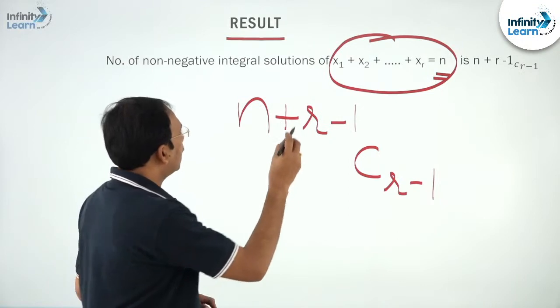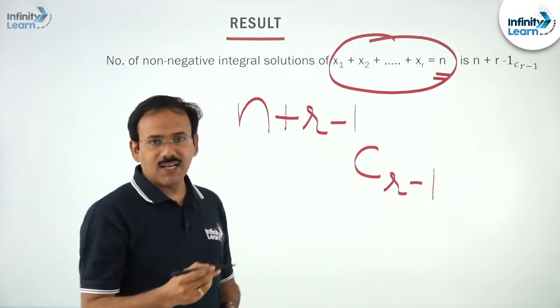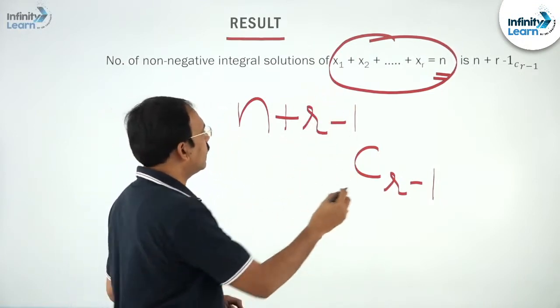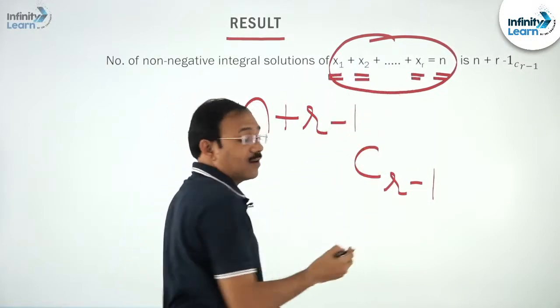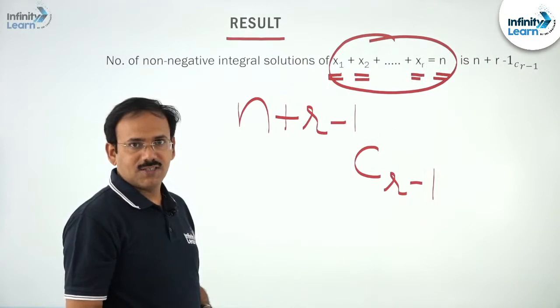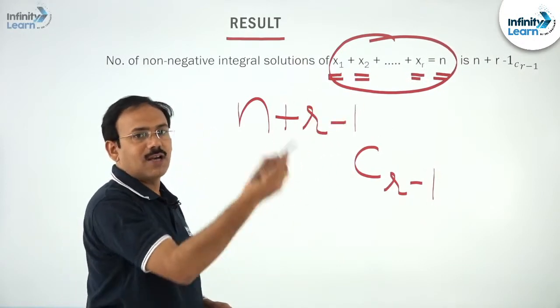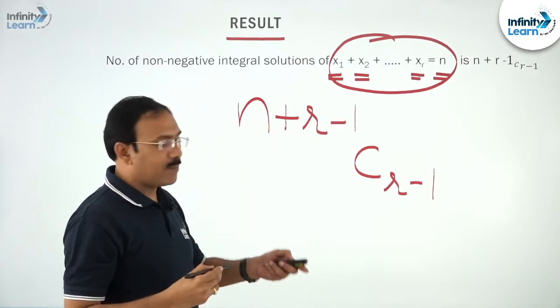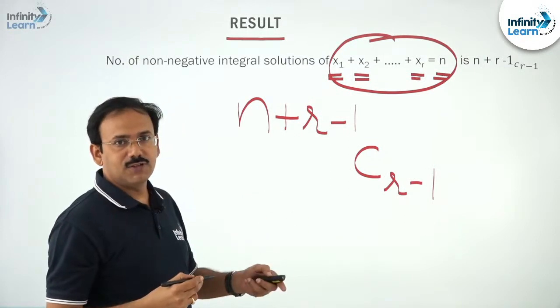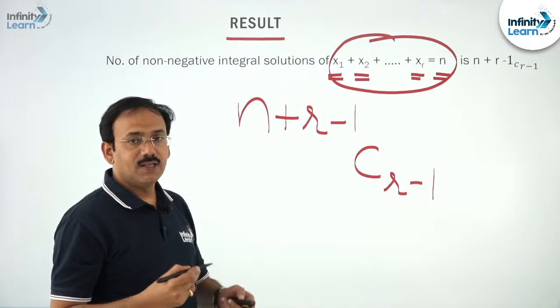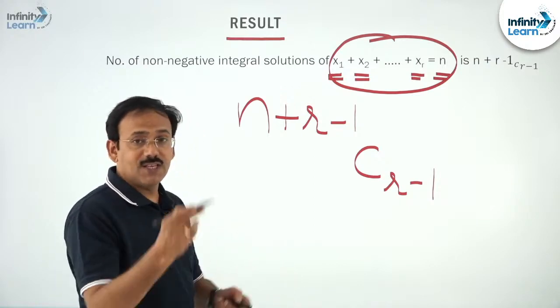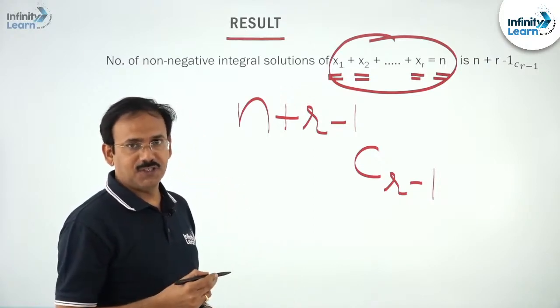The number of non-negative integral solutions of the equation: there are r boxes x1, x2, up to xr, which are dissimilar boxes, and n identical balls are kept into them. So the number of non-negative integral solutions is n plus r minus 1 C r minus 1. Why so? We have seen in the last video, you can please go through it.